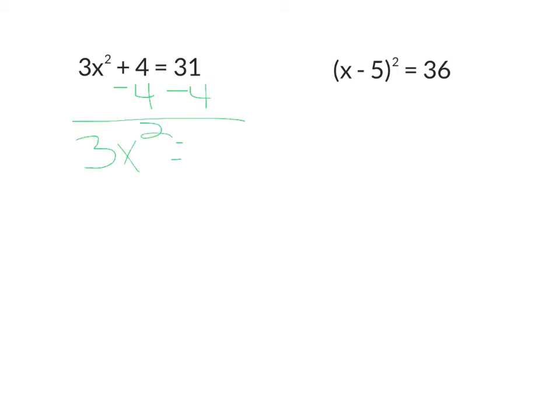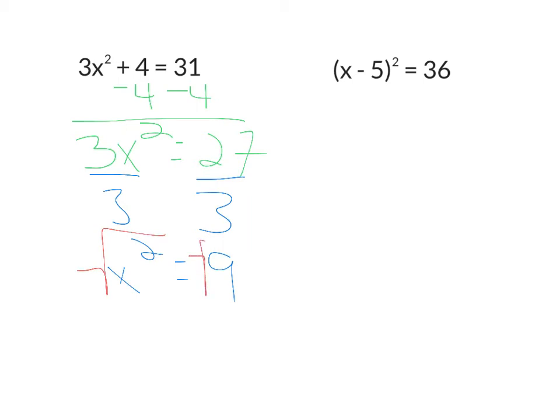3x squared equals 27. After getting rid of addition or subtraction, I would get rid of multiplication or division, so I divide both sides of my equation by 3 and get, just x squared equals 9. To get rid of the square, or my exponent, I'd take the square root of both sides of my equation and get x equals plus or minus 3.